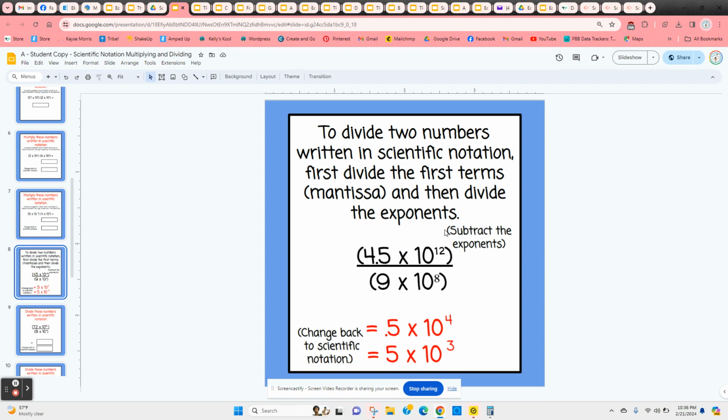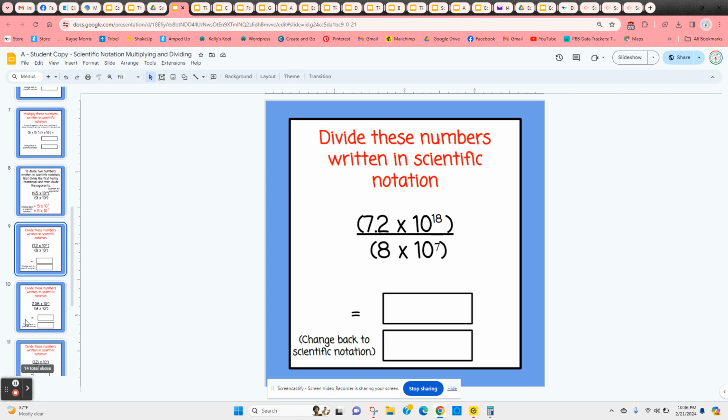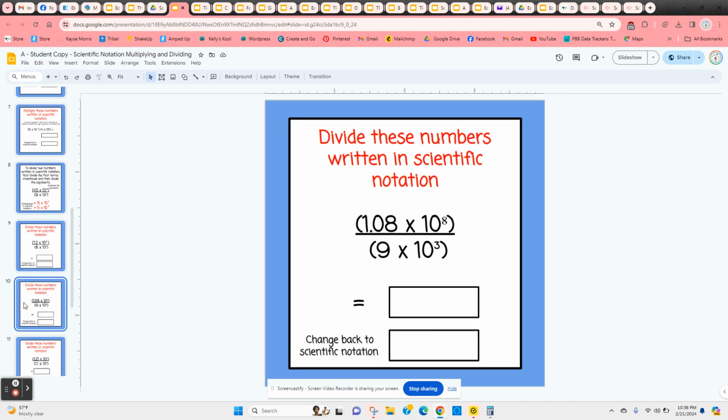So when we're dividing numbers written in scientific notation, we're going to subtract the exponents. Here we're just going to divide, and here we're going to subtract the exponents. So we're going to get an answer of 5/10 times 10 to the fourth power. We want to change that back to scientific notation, so we're going to multiply by 10 here, divide by 10 here. And they've got a few more of those to practice.